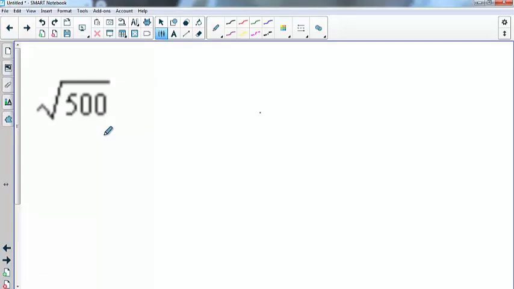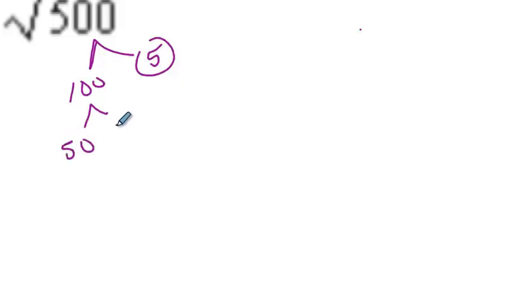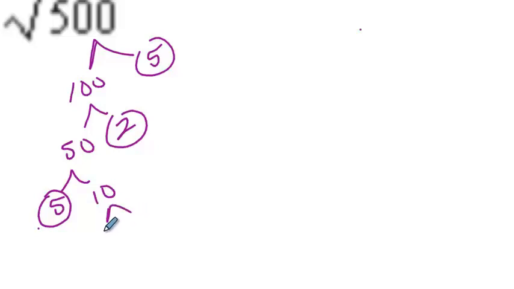You have to factor. Yep, factor tree. So what's this split into? 100 and 5. 5 is a prime. 100 splits into 50 and 2. 50 splits into 5 and 10. 5 is a prime. 10 splits into 2 and 5.